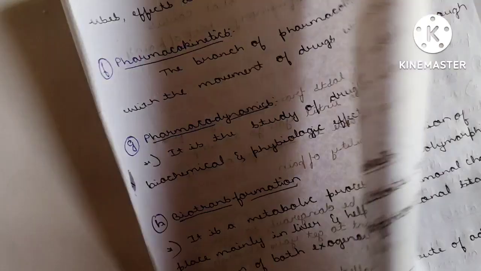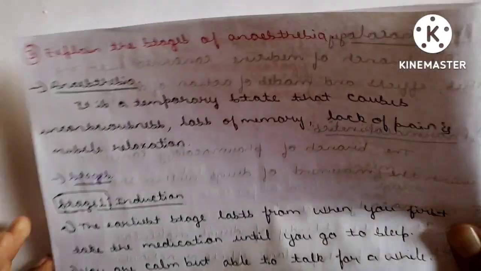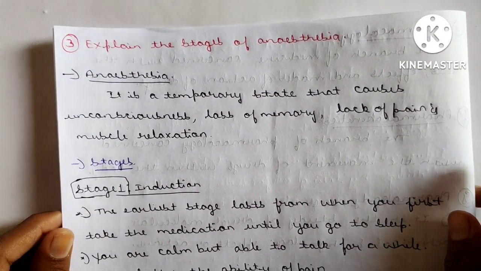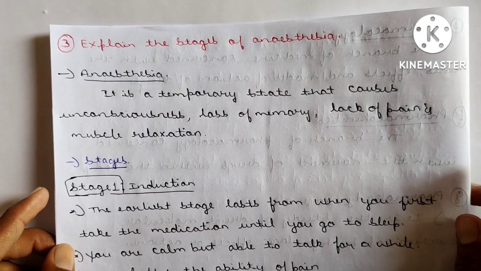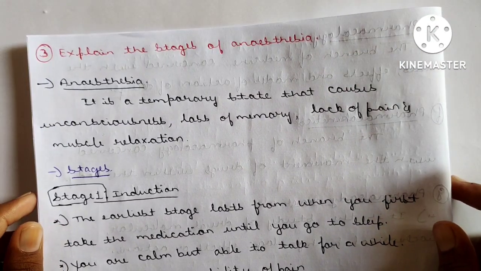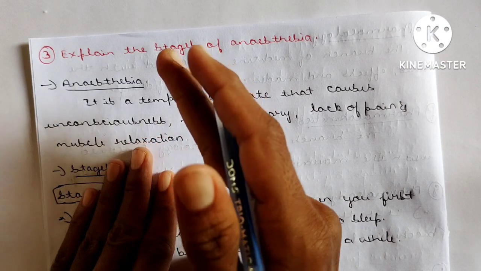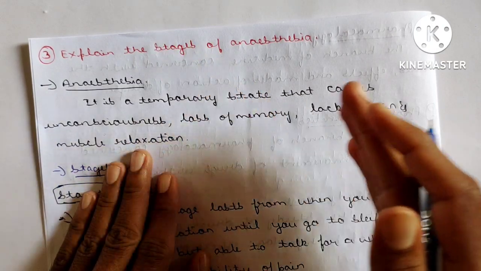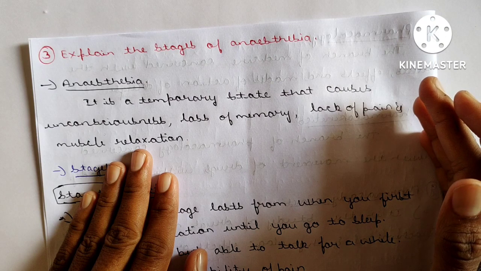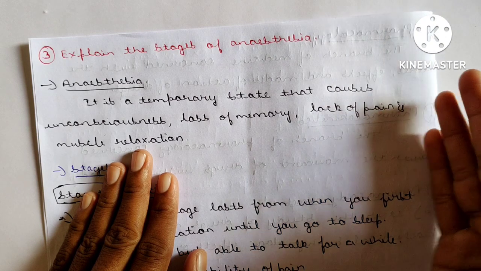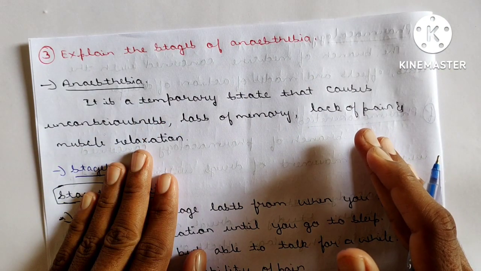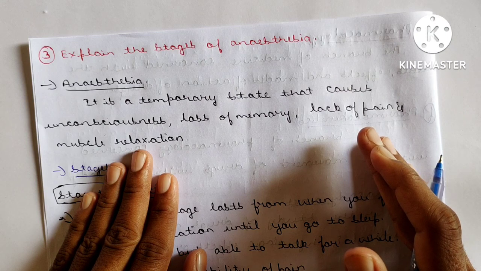Next, let's move towards question number 3 of your very important session, part 1 of pharmacology and toxicology. Explain the stages of anesthesia. See, one more point to remember here. This pharmacology is related with pharmaceutical chemistry. Pharmaceutical chemistry, what we have discussed now. First subject, pharmaceutical chemistry 2, we discussed.